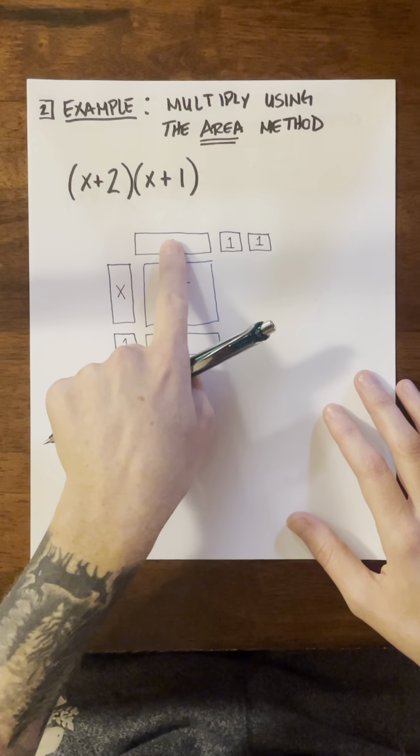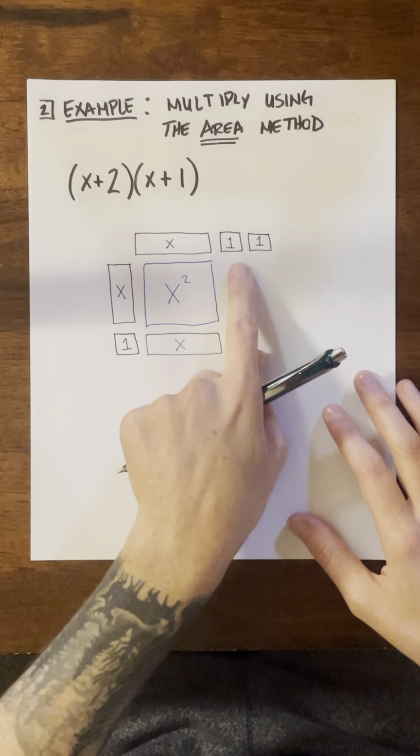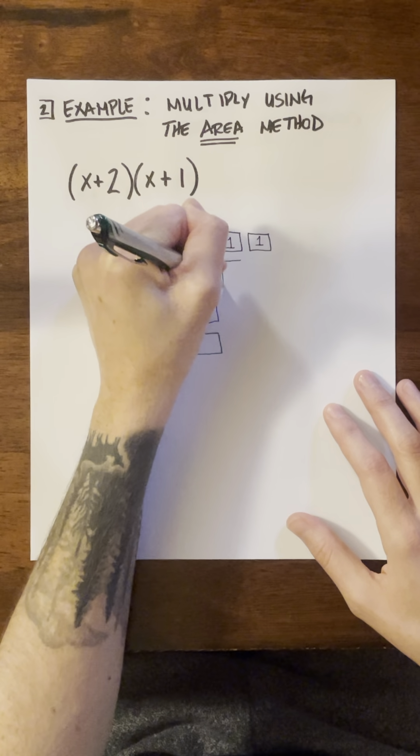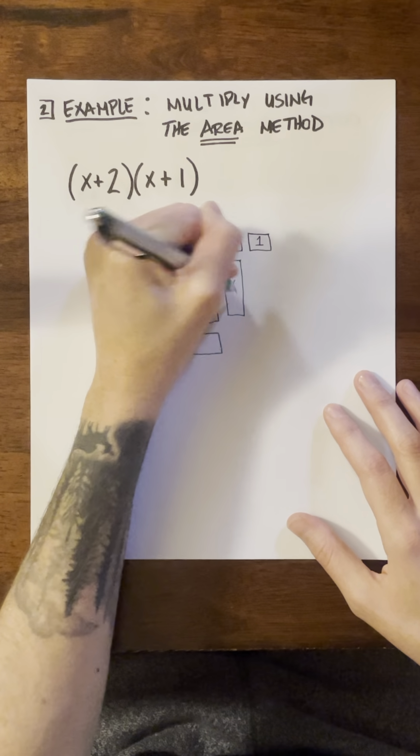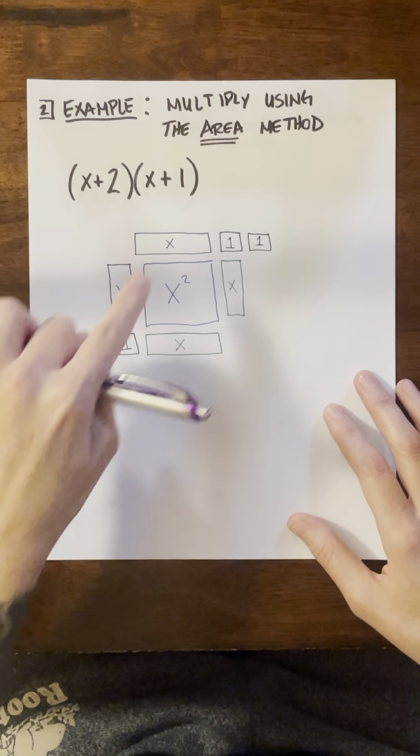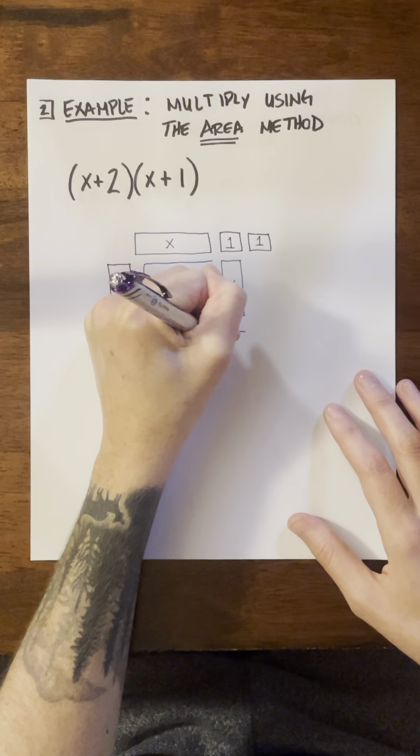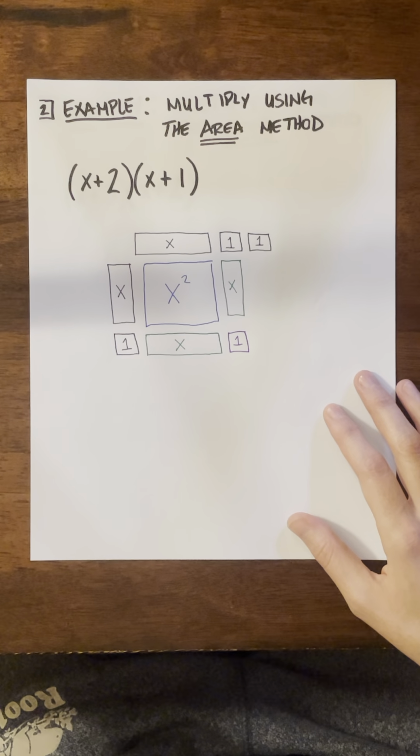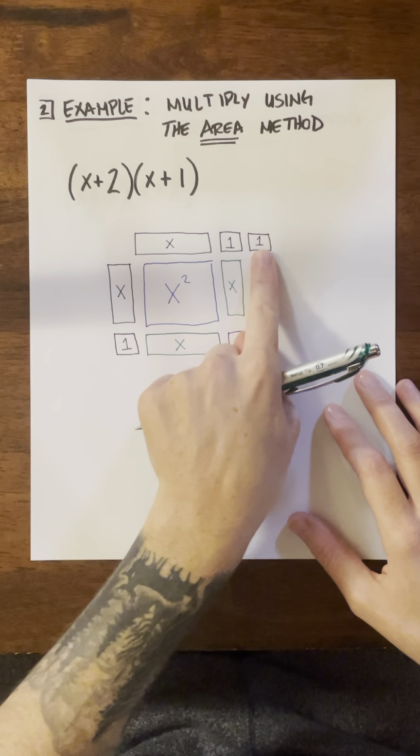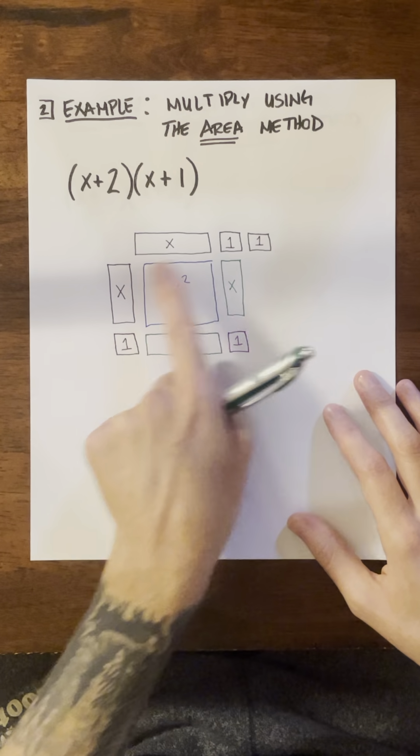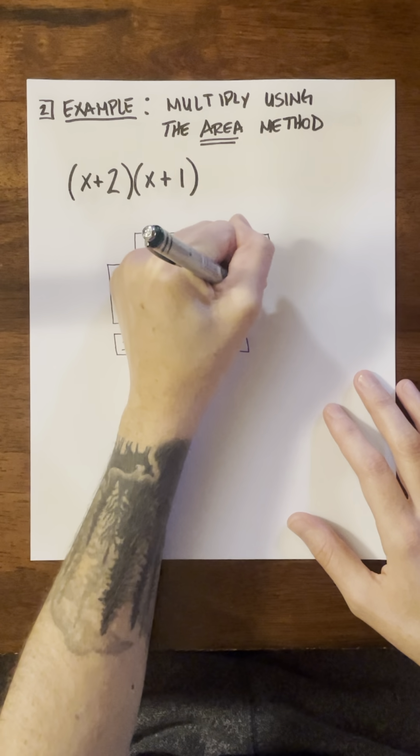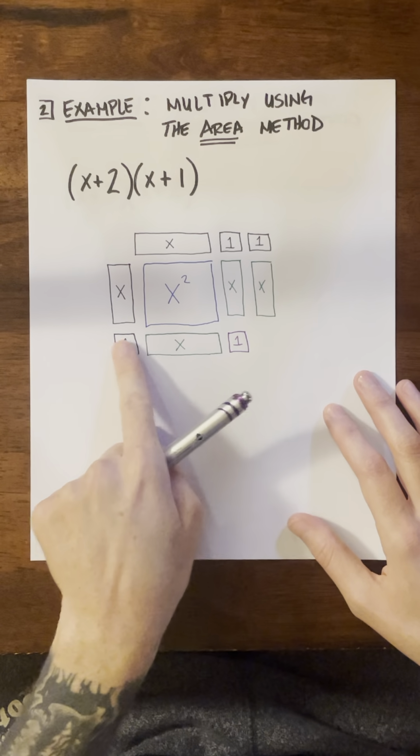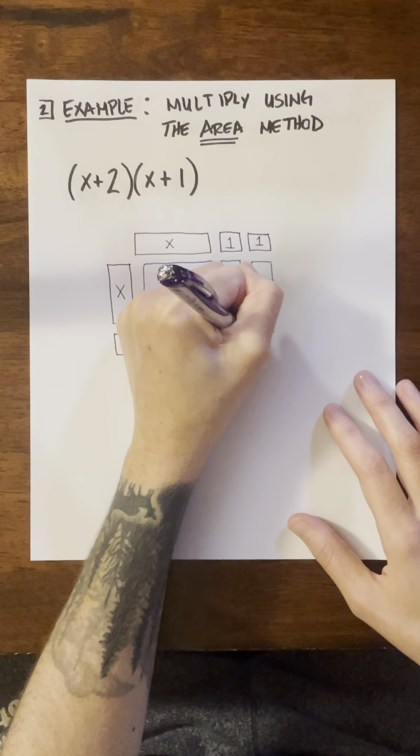Okay, now we're going to go ahead and move on. Since we're done with this column, we're going to move on to this number here, and we're going to do the same thing, 1 times x and 1 times 1. So 1 times x equals x, which is our rectangle, and 1 times 1 is just 1, which is one of those small squares. Then we're done with this column, so we move to the next one, which is 1, and 1 times x is x, and then we have 1 times 1, which is 1.